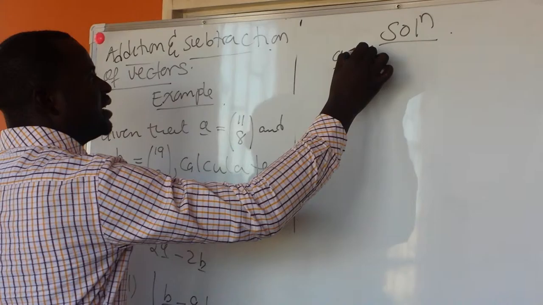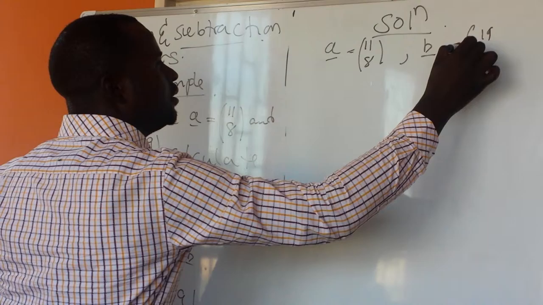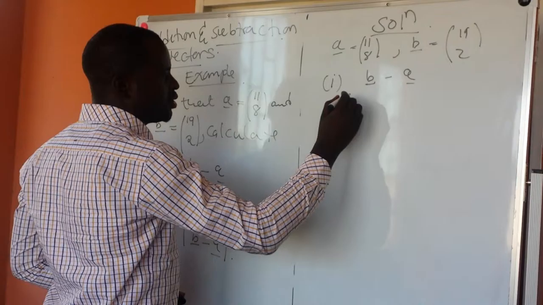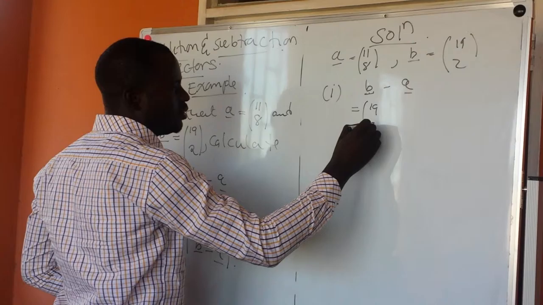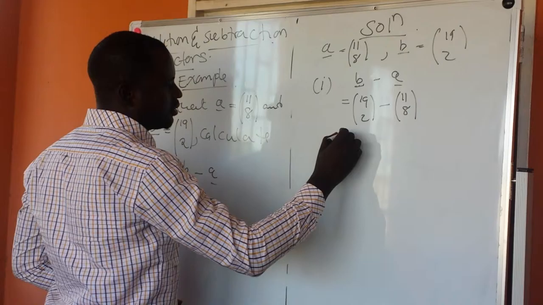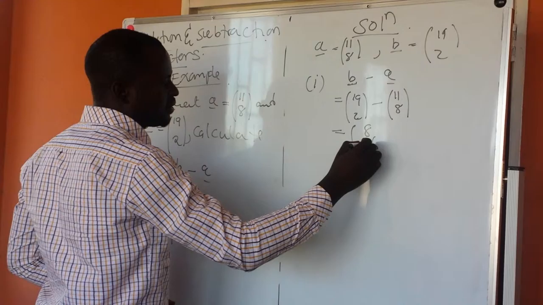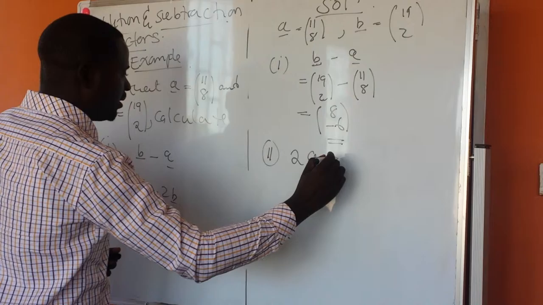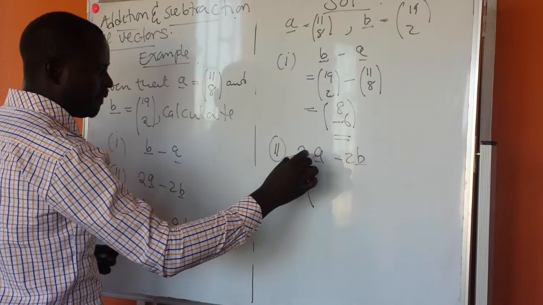Okay, follow me now. Let me say solution. In my solution, first I'll write vector A, which I've been given as (11, 8), and vector B as (19, 2). Why am I putting that down? To show it's a vector, okay? So number one, they want me to find vector B minus vector A. So the answer will be equal to vector B, which is (19, 2), minus vector A, (11, 8). So this equals 19 minus 11, which is 8, and 2 minus 8, which is negative 6. So that is vector B minus vector A.